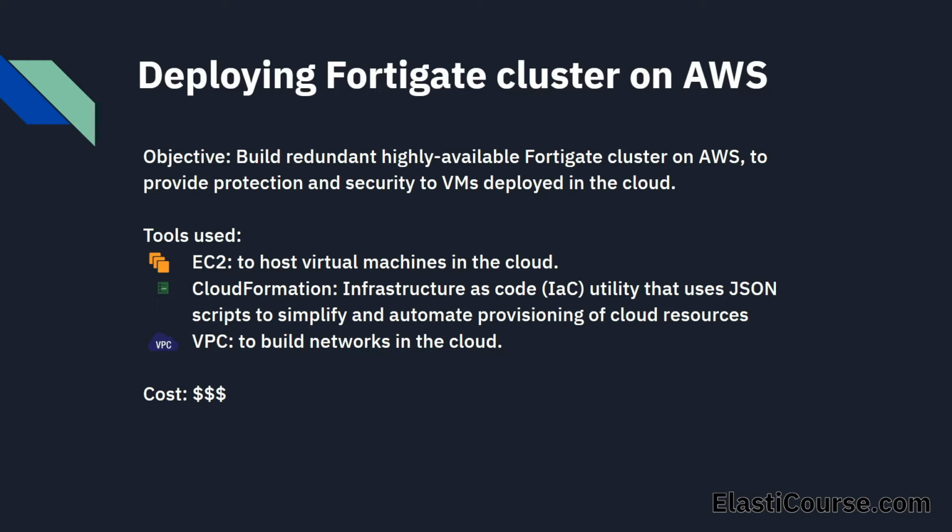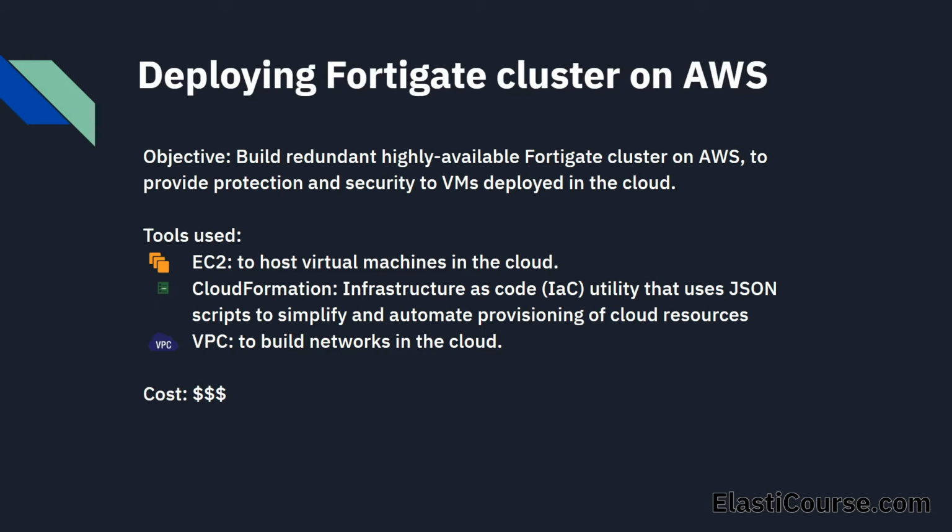The tools we will be using for this lab are EC2, so we can host a virtual machine for the Fortigate itself, and CloudFormation, which is infrastructure as code. CloudFormation uses JSON files to simplify and provision different AWS resources for you. There are hundreds of CloudFormation templates that you can use that will help you save tons of time on provisioning individual services to get your system working.